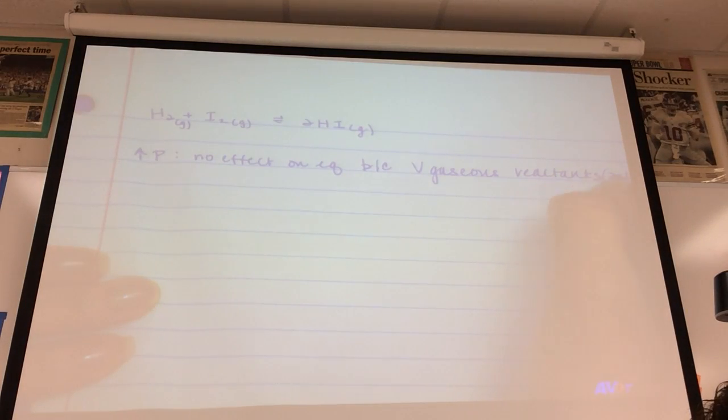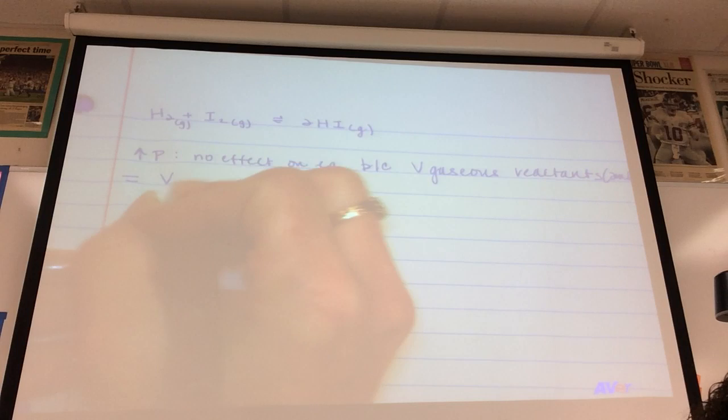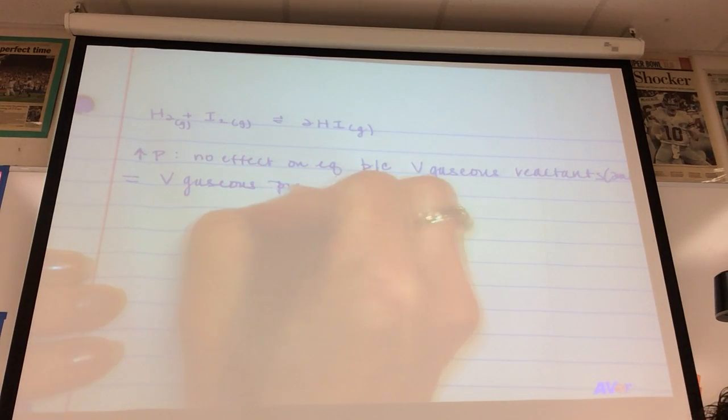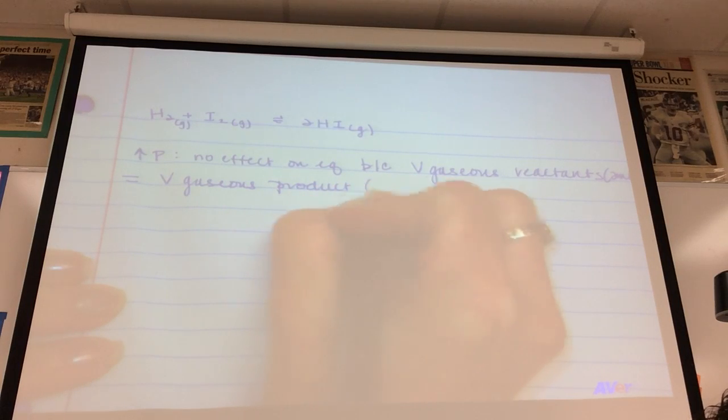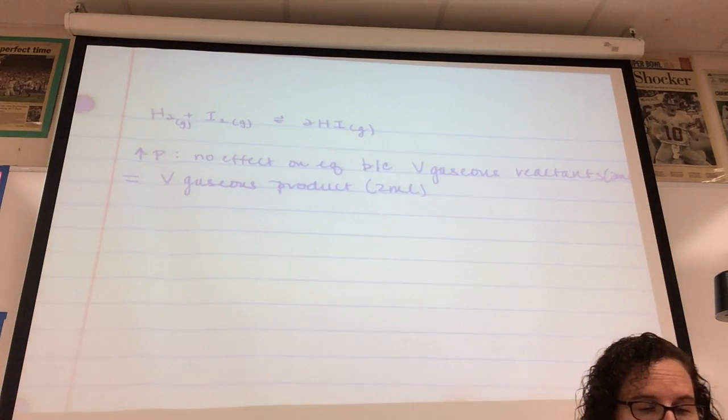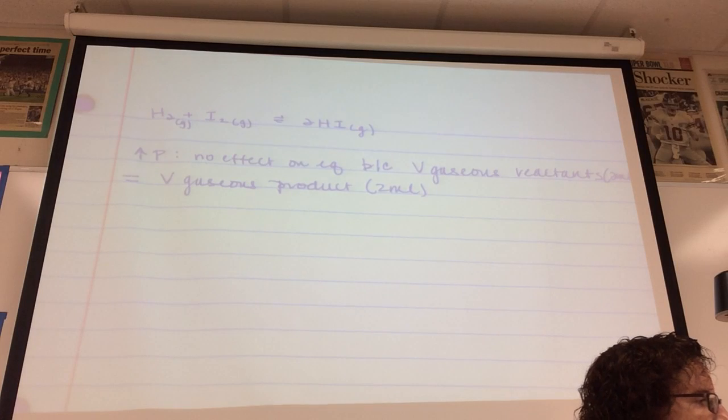Would it be the same if you increase volume, it would have nothing? Exactly. So it's only with pressure and volume. And again, it can be mils or liters. Just use the same unit when you explain.